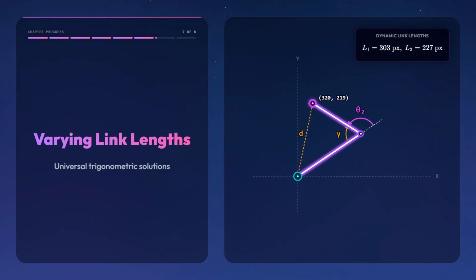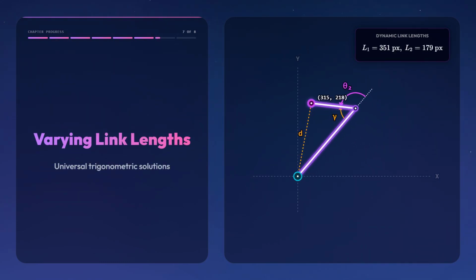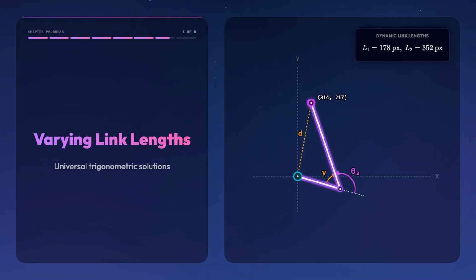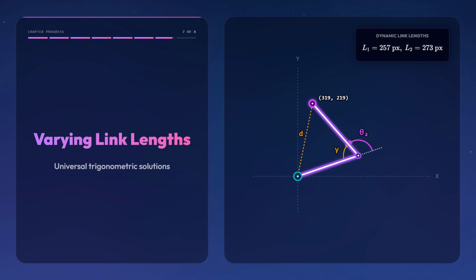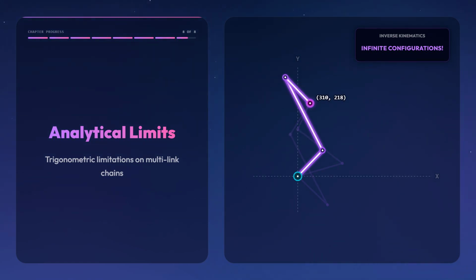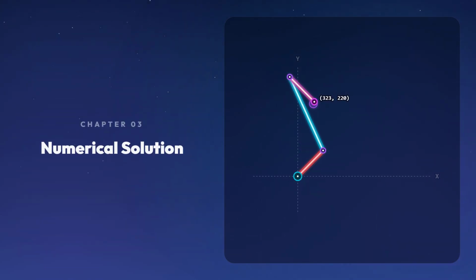This construction is universal. Whether the first link is longer, shorter, or equal to the second, the same law of cosines approach correctly calculates the joint angles, as long as the target lies within the arm's reach. While this analytical solution is fast and exact, it becomes incredibly difficult to solve as we add more links or work in 3 dimensions. To solve inverse kinematics for complex arms, we use numerical methods that iteratively guide the joints closer to the target.